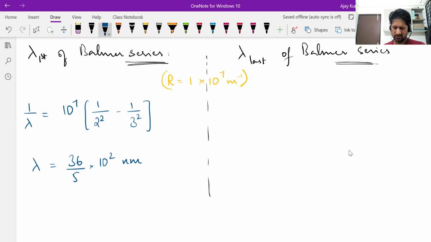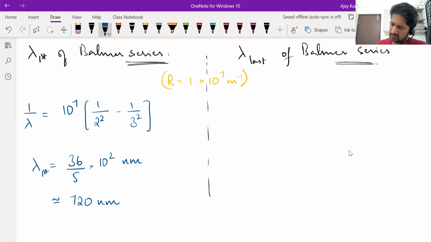Okay. 36 by 5 is how much? 7.2. So that is approximately 720 nanometers. That's the wavelength of the first line of the Balmer series.